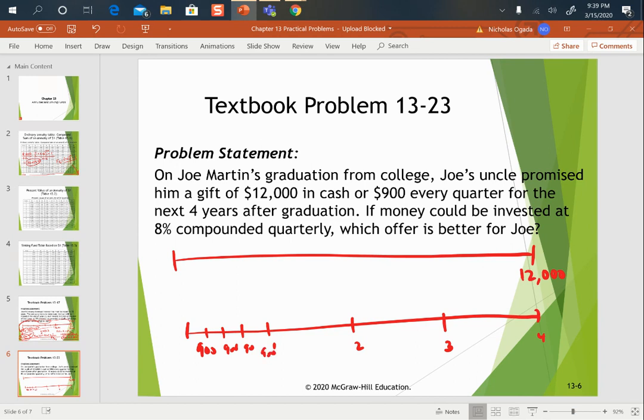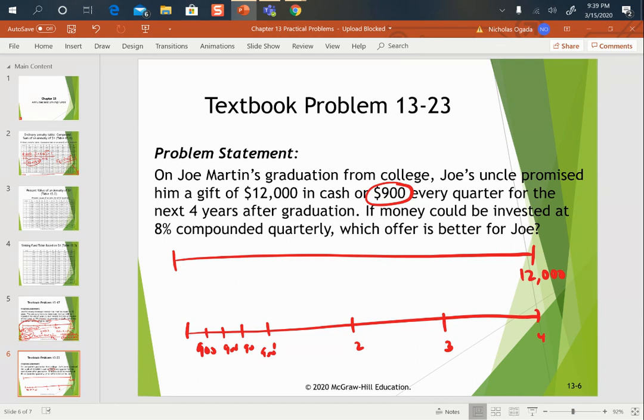So in a year, we have four quarters. The same thing for year one, you get the same thing. In the second year, the same. So you get $900 every quarter. So this is how much money you'll be receiving, or you get an option of getting $12,000 at the time of graduation. So if the money could be invested at 8% compounded quarterly, which offer is better for you?